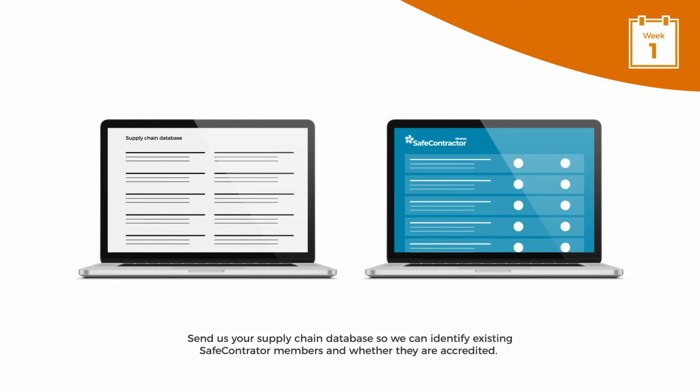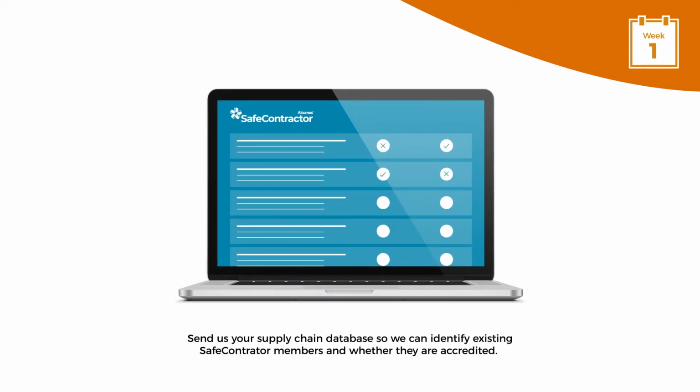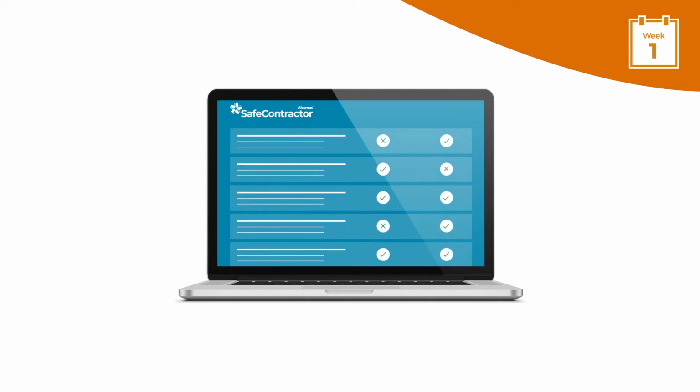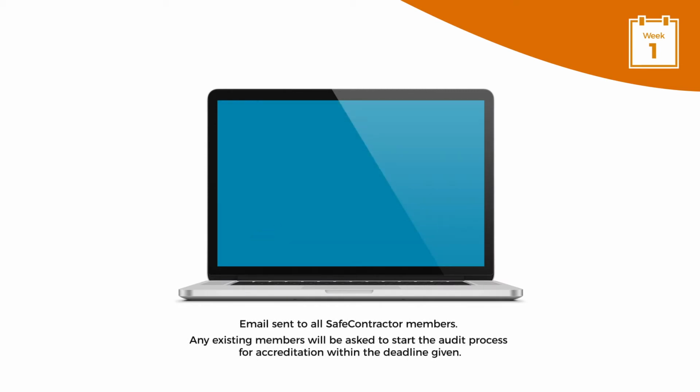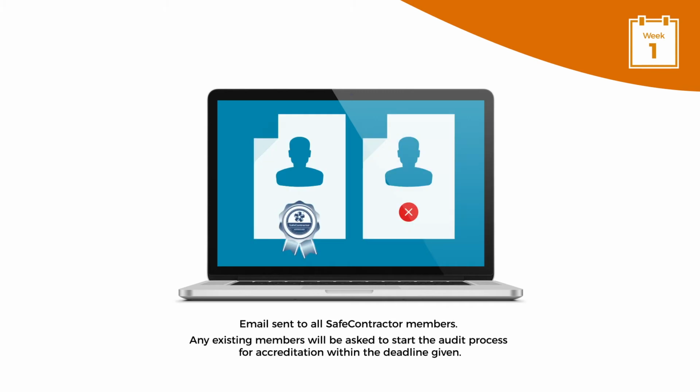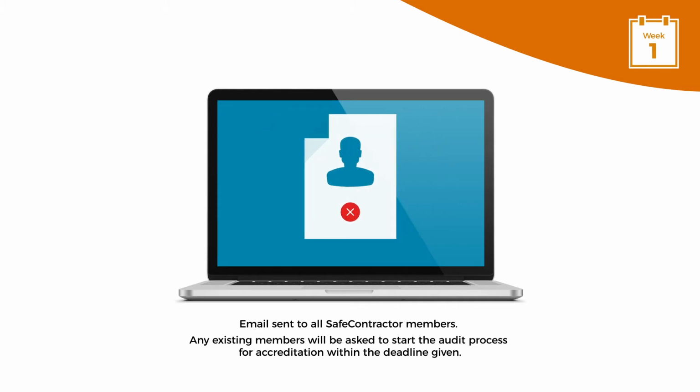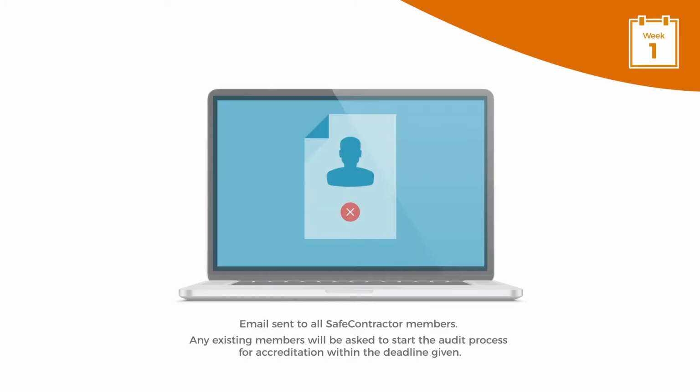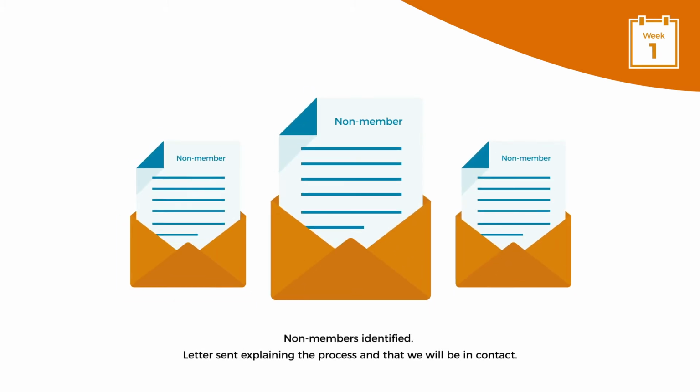Send us your supply chain database so we can identify which ones are already registered with us, and we will also check whether they are accredited. We will send an email to all SafeContractor members, including those not accredited, to let them know about our partnership and what happens next. Any existing members not accredited will be asked to start the audit process for accreditation within the deadline given. We will also identify which of your suppliers and contractors are not members.